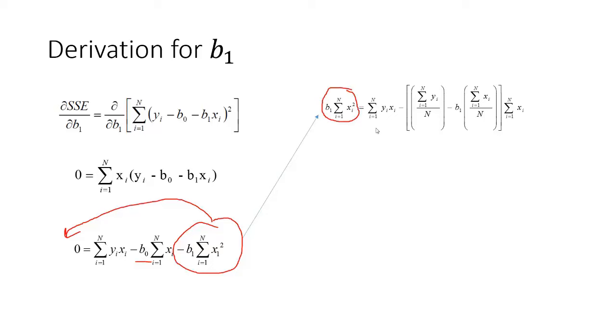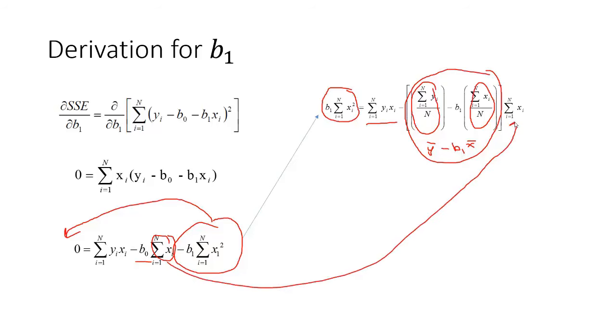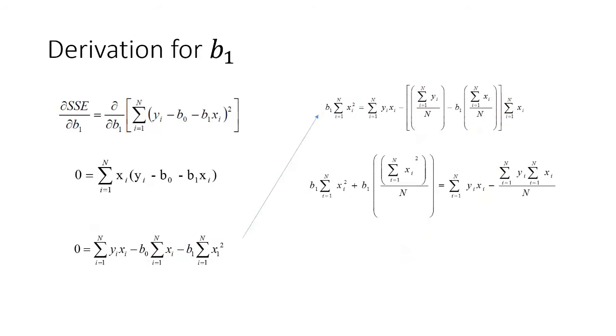But on the right-hand side, in addition to this yi xi, we've substituted the value of b0 with another term, right? Again, note this: summation yi divided by n is nothing but y bar. Summation of xi divided by n, the two terms out here and here are nothing but y bar and x bar. So we said y bar minus b1 x bar. Okay. And of course, this xi out here just stays out here. Okay, so that should give you an idea of where the expansion is.